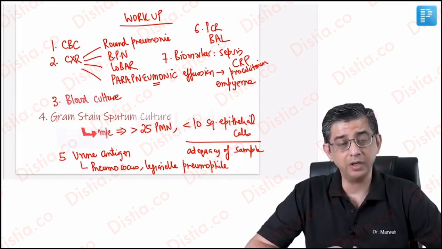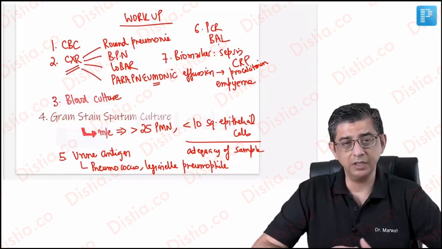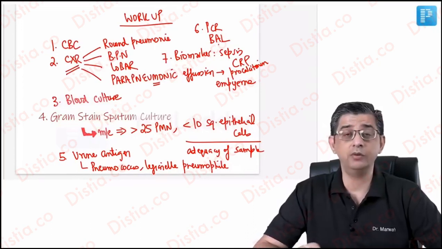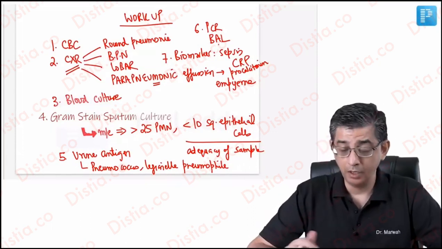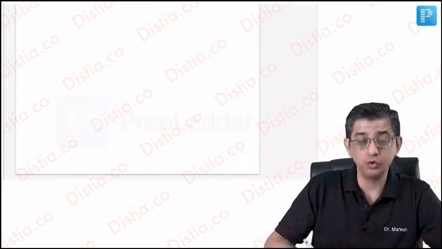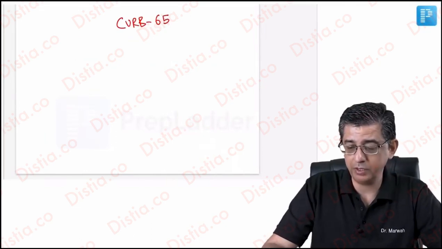Even in this particular case, if we have access to CT facilities, it would obviously be advantageous, and that would help you pick up a parapneumonic effusion much earlier. The question now arises: should you admit the patient, or should you treat the patient on an OPD basis?